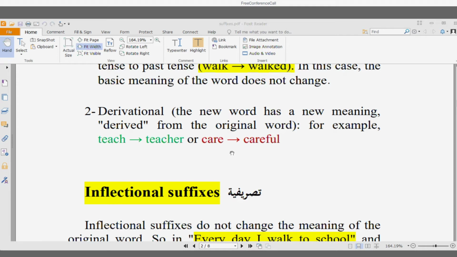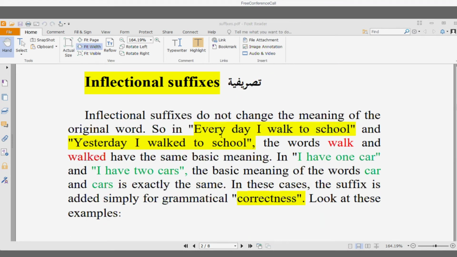So careful, the meaning of the word changed and its class changed. Here we have some extra information about the inflectional suffixes and the derivational ones. So inflectional suffixes do not change the meaning of the original word. So in every day I walk to school, look at this example in the yellow color. Every day I walk to school, and yesterday I walked to school. So in both sentences, I have this verb, which is walk, once in the present and the second sentence in the past. So the words walk and walked have the same basic meaning.